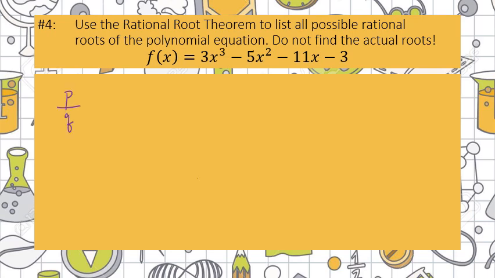And remember that P is all the factors of your last term, your constant term, and Q are all the factors of your leading coefficient. So for P, I'm looking for what are all of the factors of 3. And even though there's a negative in front of that, that doesn't really matter because everything that I write down will have a plus or minus in front of it because it could be the positive or the negative version of those numbers. So 3 is not too bad of a number to have to figure out.